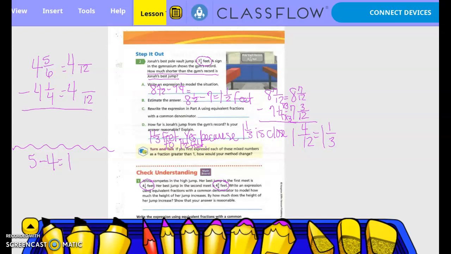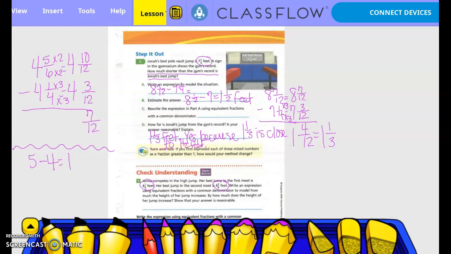So 6 times what gets us 12? Times 2. So 5 times 2 is 10. Okay, 4 times what is 12? Times 3 gives us 12. So what we do on the bottom, we do on the top. So 1 times 3 is 3. So 10/12 minus 3/12 is 7/12. And then of course 4 minus 4 is 0, so we don't have to put that.